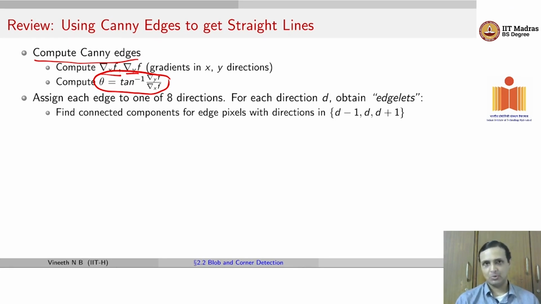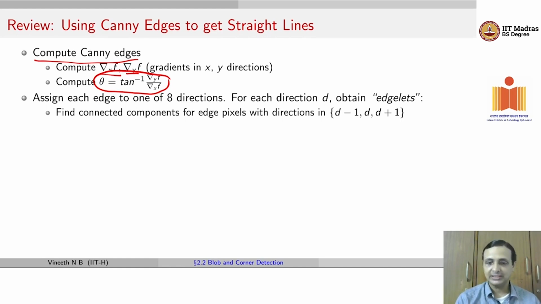Now, as the next step, what we do is assign each edge to one of 8 directions. 8 is just a number. You could choose anything else, but you assign each edge to one of 8 directions. So you probably combine several edges into a single bin.